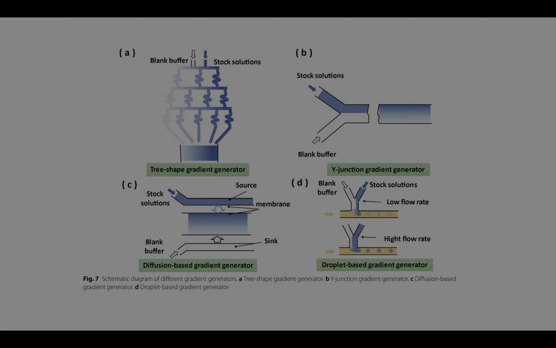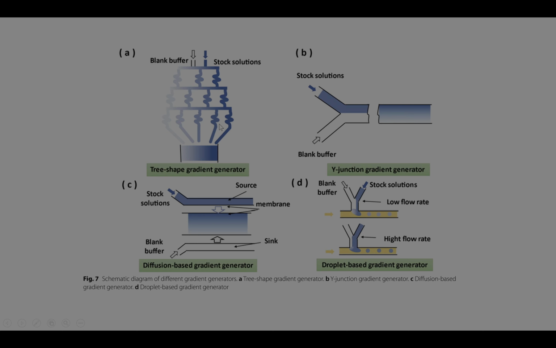There will be another part which is called the gradient generator. The gradient generator is just like the droplet generator, but it has a different mechanism. The first one shows a blank buffer and the stock solution as input fluids, and based on that, it will have the gradient. On the buffer side it has a low stock solution concentration, and as it goes to the right side, the blank buffer will be reduced and the stock solution concentration will be quite high.